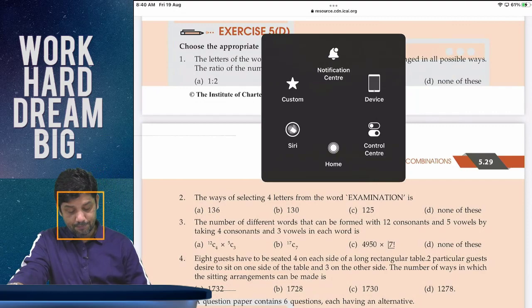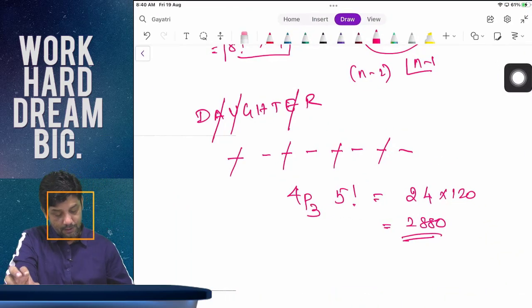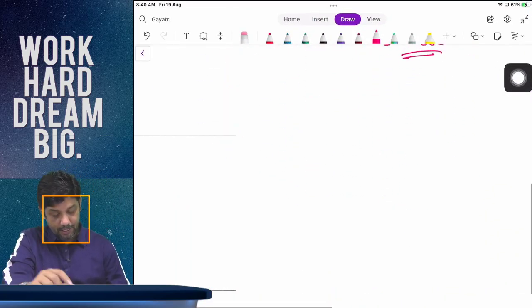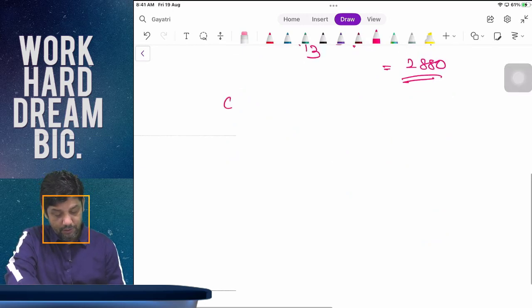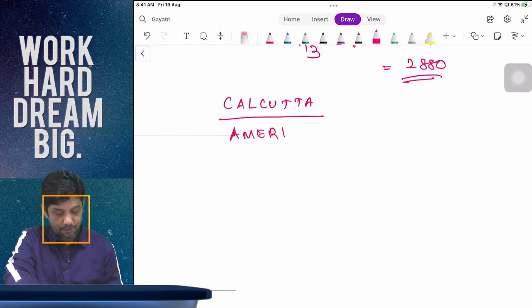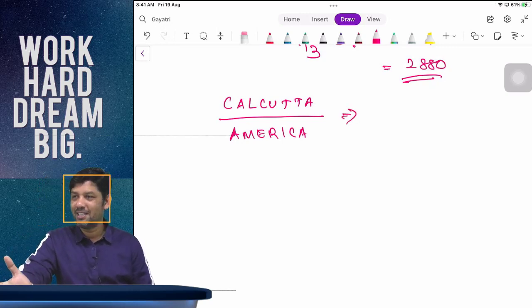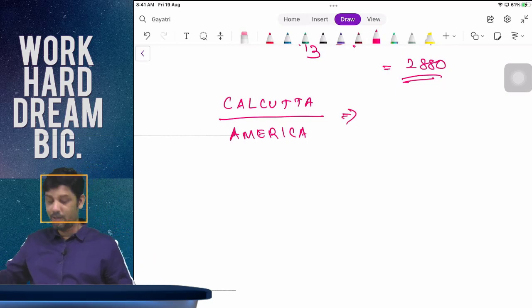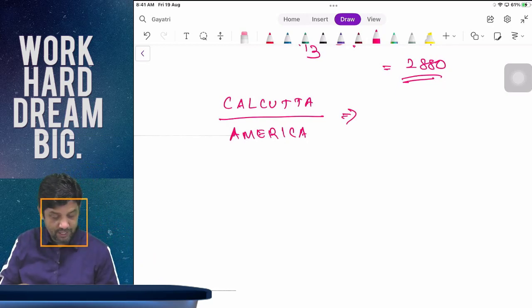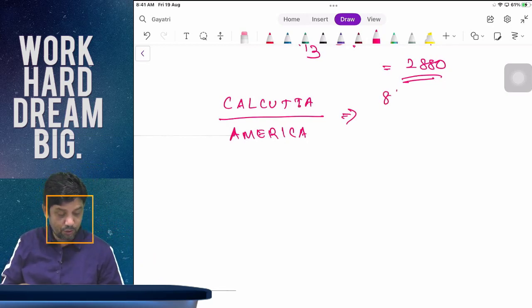See, what are the words? Calcutta and America. So we need to find the ratio of the arrangements. Am I right, my dear? This is what we have to find out. Repetition, you know there is no constraint. How many letters? 1, 2, 3, 4, 5, 6, 7, 8. Is it 8 factorial divided by 2 factorial into 2 factorial?